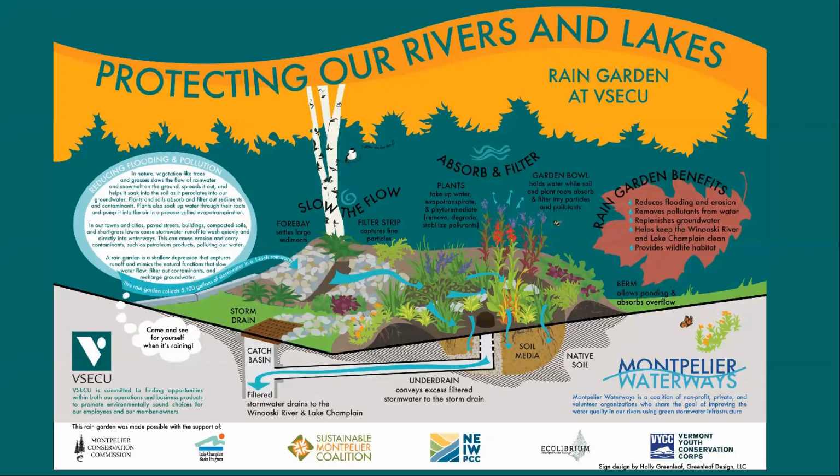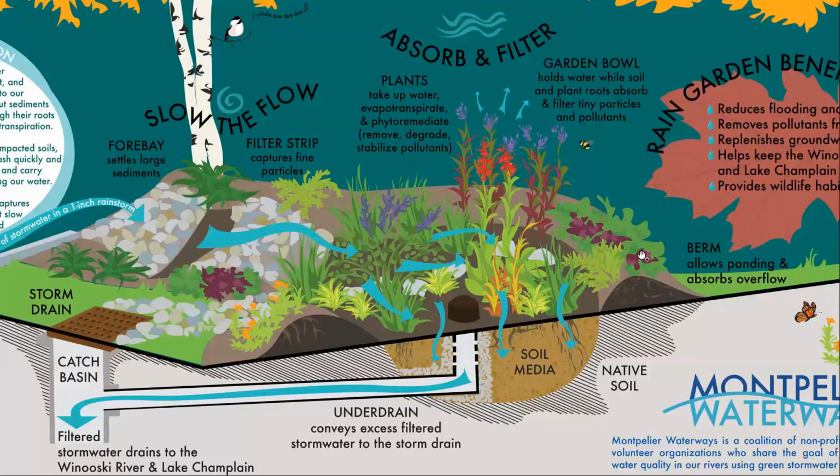So once the native soils can't hold any more water, that's where that under drain comes into play and pulls that overflow of water. It's filtered though, so it's a lot cleaner than it was when it first washed off the parking lot. A little zoomed in version.